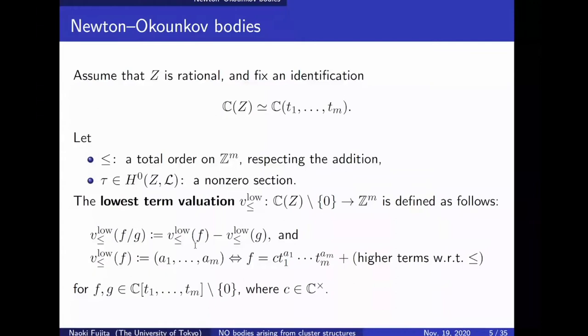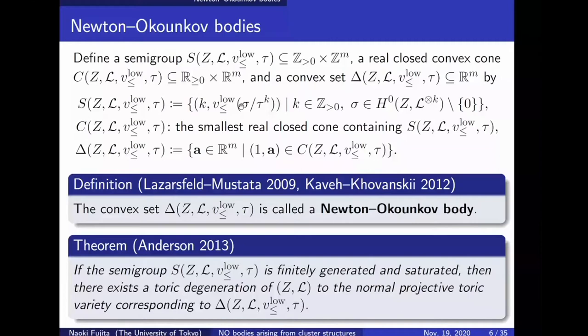Then, take the variety Z, the line bundle L, the valuation v_low, and a non-zero section tau. From these data, we can define Newton-Okounkov bodies. The definition is as follows. We first define a semigroup S like this. The semigroup S is graded by Z-positive, and the part of degree k consists of the values of v_low on the space of global sections of L^{⊗k}. This is the definition of the semigroup S.